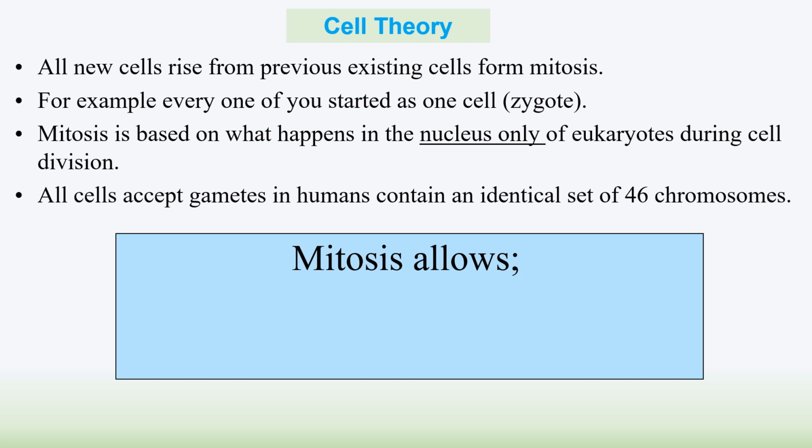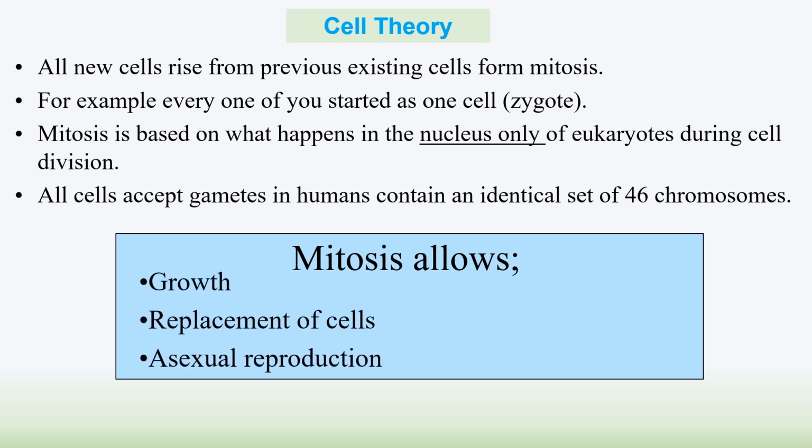Now the key thing here is mitosis is actually just the events that happen in the nucleus, and it's part of something bigger called the cell cycle. So mitosis is a type of what we call nuclear division. All cells except gametes contain an identical set of 46 chromosomes in humans, and they all undergo mitosis to grow. Obviously we'll look at meiosis afterwards. The purpose of mitosis is to allow growth, replacement of cells, and asexual reproduction.